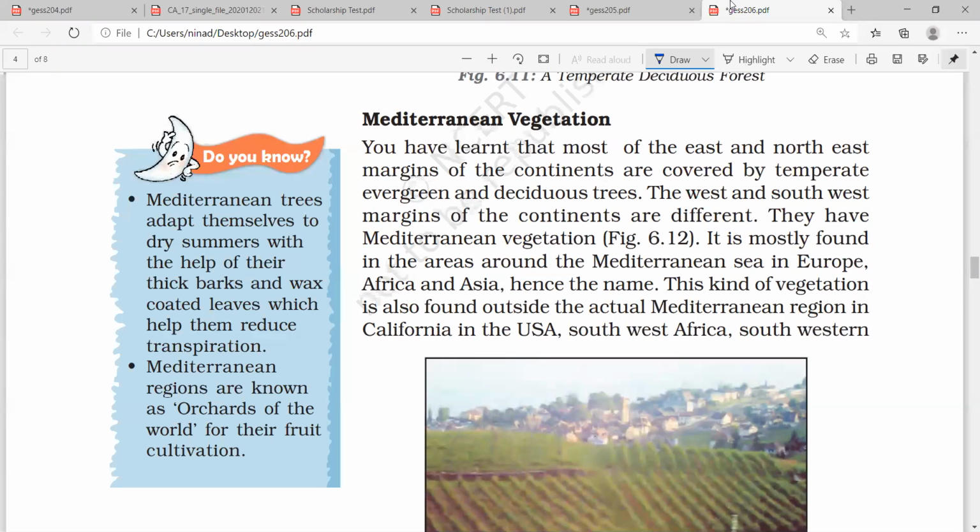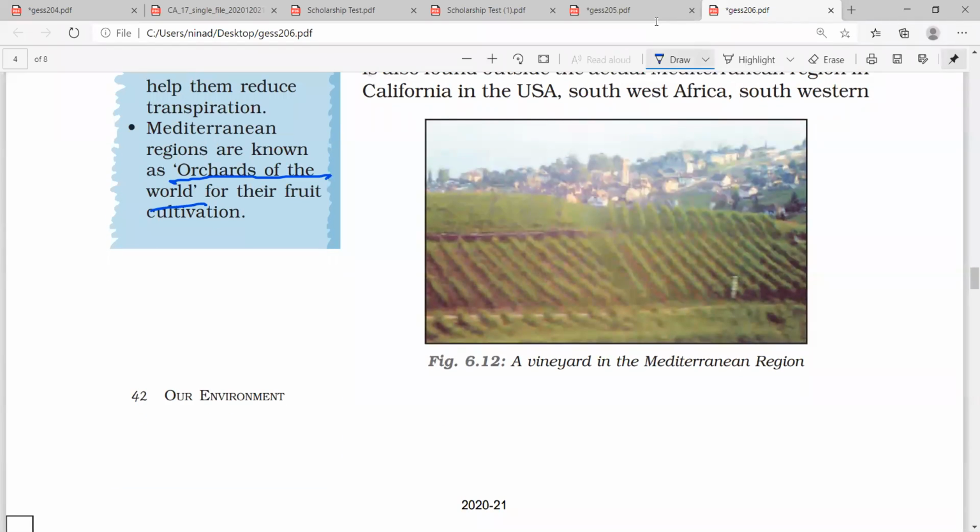And the vegetation is evergreen. Some deciduous is also found. But most of these Mediterranean trees have been replaced by orchards. Okay, they are known as the orchards of the world. Fruit cultivation. Okay, vineyards, which is known by the name viticulture.